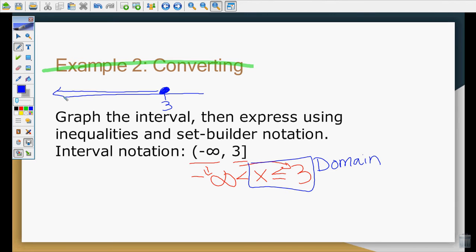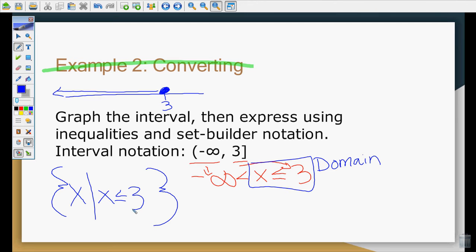There's my inequality domain. So then we're going to now write our set builder. So what are the key things for the builder? Braces. Got my braces. What's next? X, my variable. And then what's left? Such that. And then what's my domain? X is less than or equal to 3.